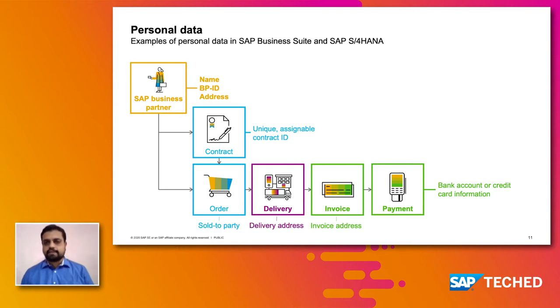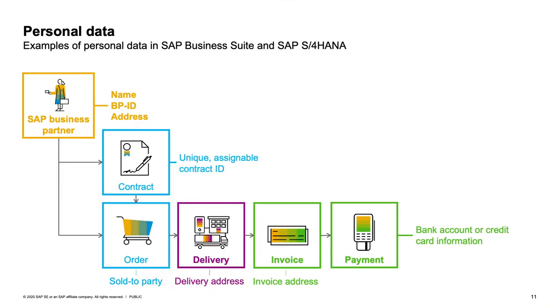business suite application. Let's take an order management kind of application of an S4 or a business suite or an ERP system, and see what personal data we usually store and process. If you think about it from an onboarding point of view, of course, you have the business partner service, which probably does the onboarding for you. And of course, the BPIDs and the addresses and the name and everything that you maintain as part of the business process onboarding is definitely personal data.